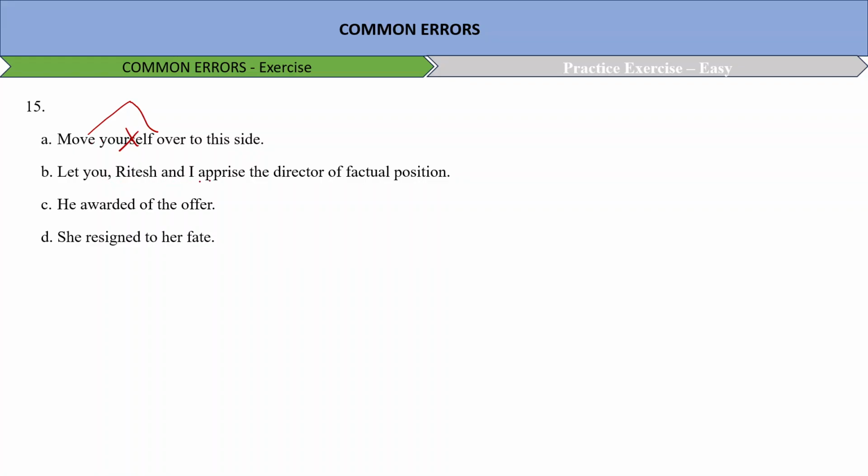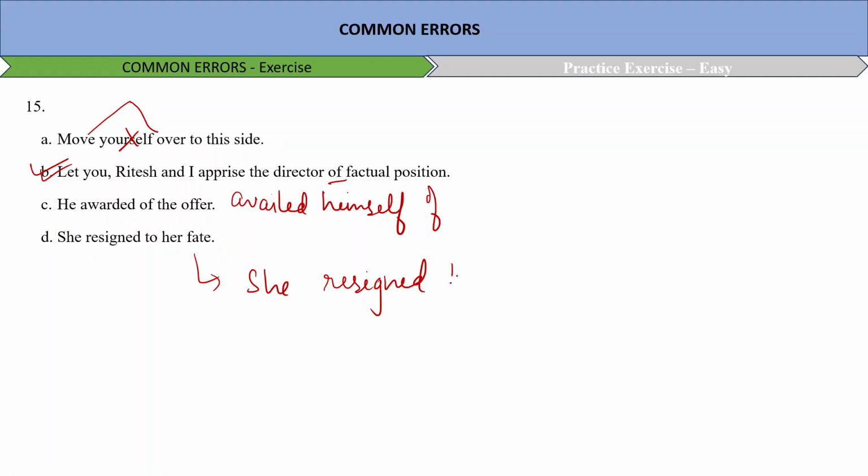Let you, Ritesh and I, apprise the director of factual position. Appropriate. He awarded of the offer. He availed himself of the offer. She resigned to her fate. She resigned herself to her fate. This is appropriate.